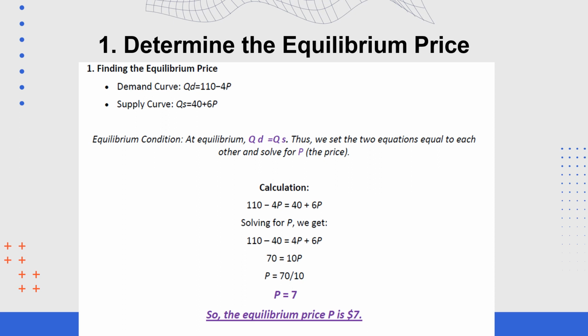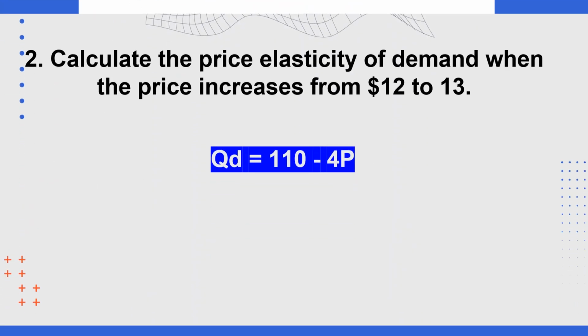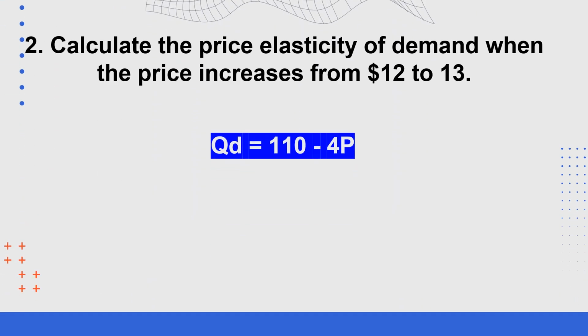Utilizing the methods from algebra, we'll find out that 70 equals 10P. That gives us the reason to think that P equals 7. So P equals $7. So the equilibrium price is $7. So that's an answer to the first subquestion. Pretty easy. So now we have to calculate the price elasticity of demand when the price changes, in this case increases from $12 to $13.